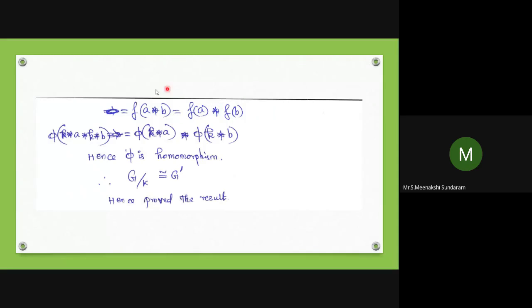f is an onto homomorphism, இந்த கண்டிஷனை satisfy பண்ணும். So pi of k star a star k star b equal to pi of k star a star pi of k star b ன்னு எழுத முடியும். So ஏன்னா pi we can write like this way, f of a star f of b.